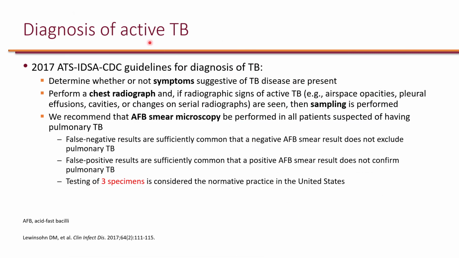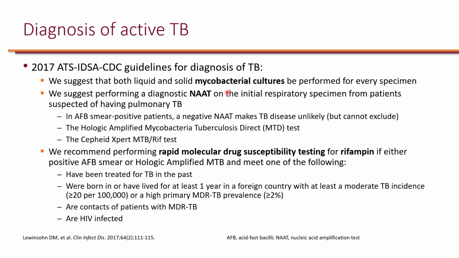Now, for diagnosis of active TB, obviously, it depends on the presence of symptoms suggestive of tuberculosis, as well as a chest X-ray showing cavities or other signs of active TB. An important part of diagnosis of TB is the acid-fast bacilli, or AFB, smear microscopy. In general, it is recommended to get 3 specimens every time a smear microscopy is performed. In addition, it is recommended to get a mycobacterial culture, both liquid and solid media. There are pros and cons. It takes longer for solid media to show growth. However, you can get morphology on solid. So both liquid and solid are recommended.